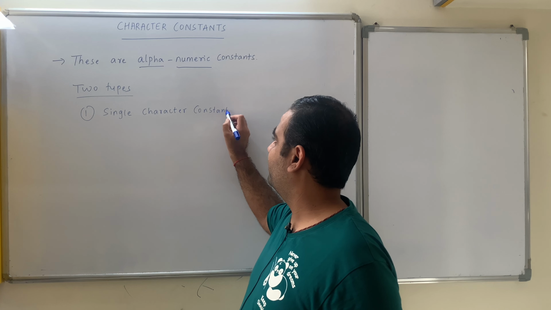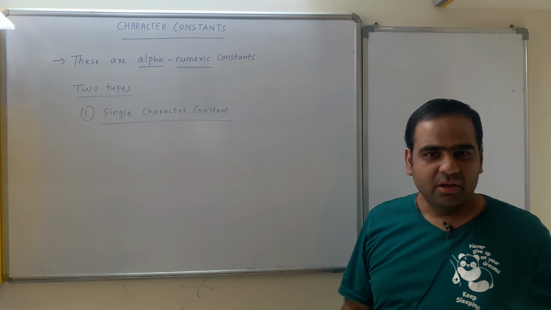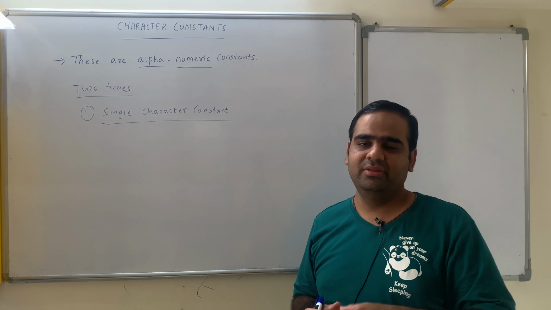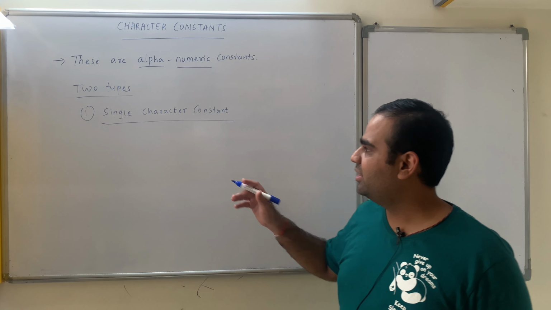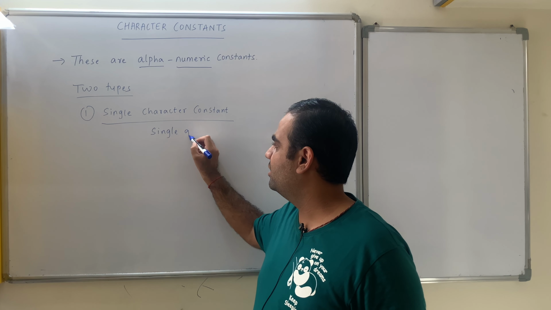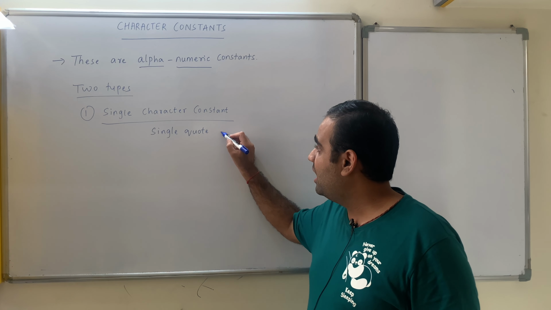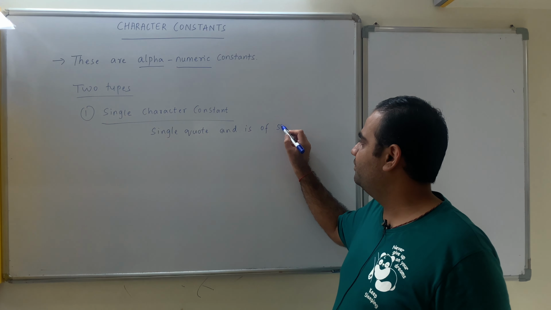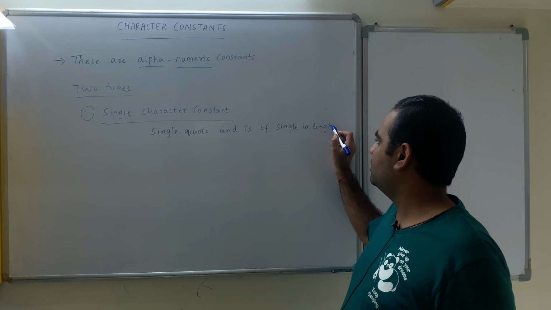There are two types of character constants, and the first one is single character constant. Now, the name itself says single. That means it is single in length. Now, how do we define single character constants? Anything that is written in single quote. If you write anything in single quote and it is single in length, it is a single character constant.